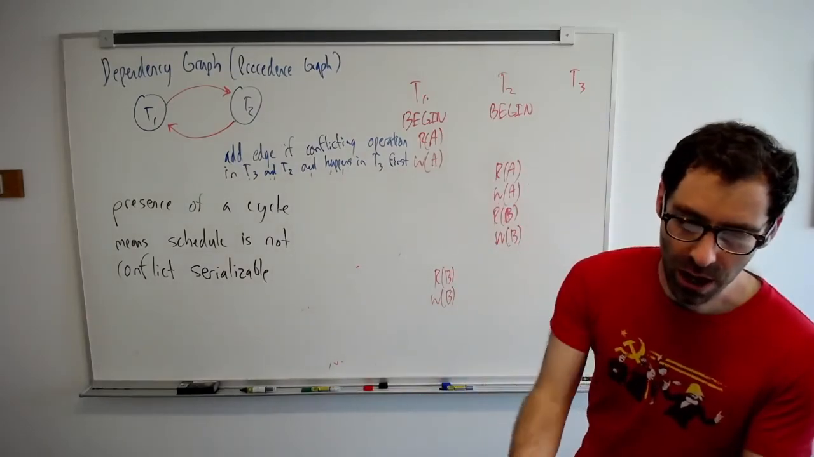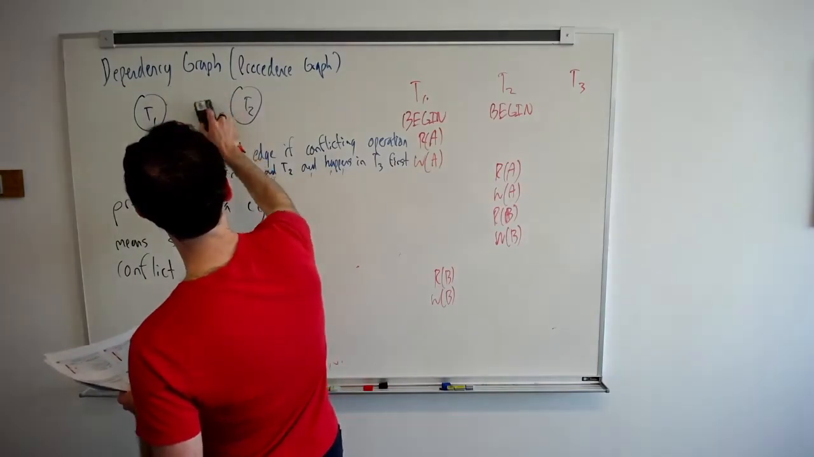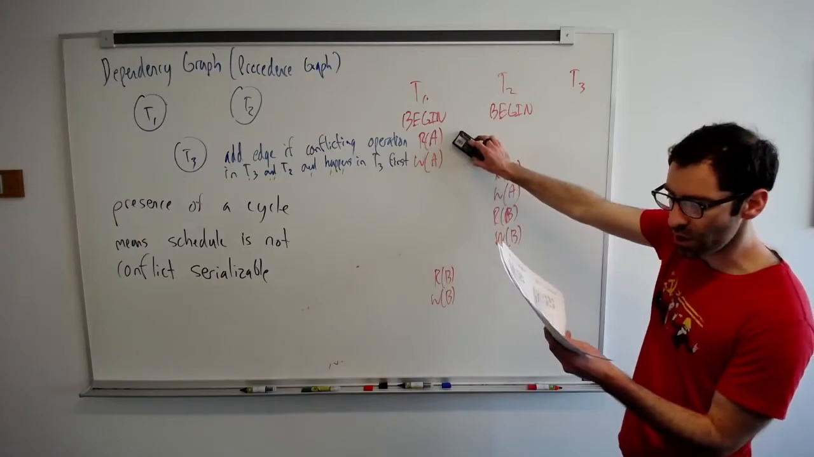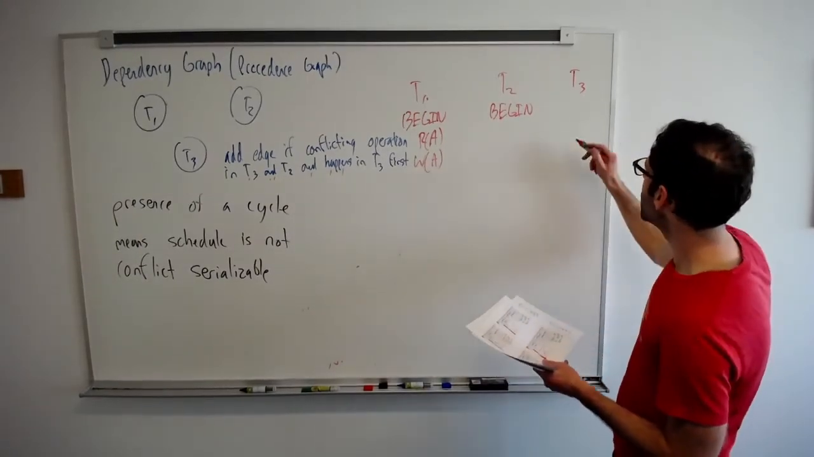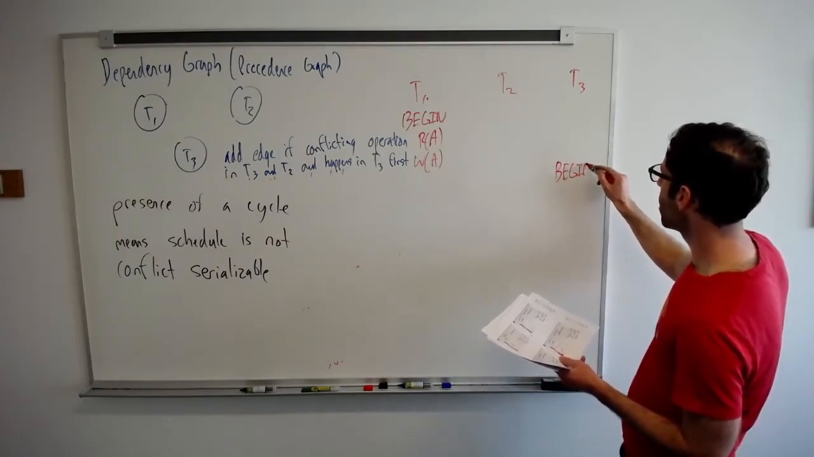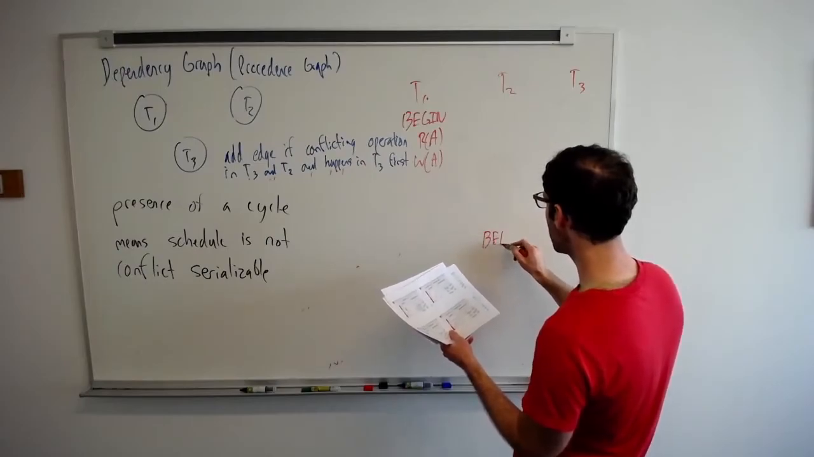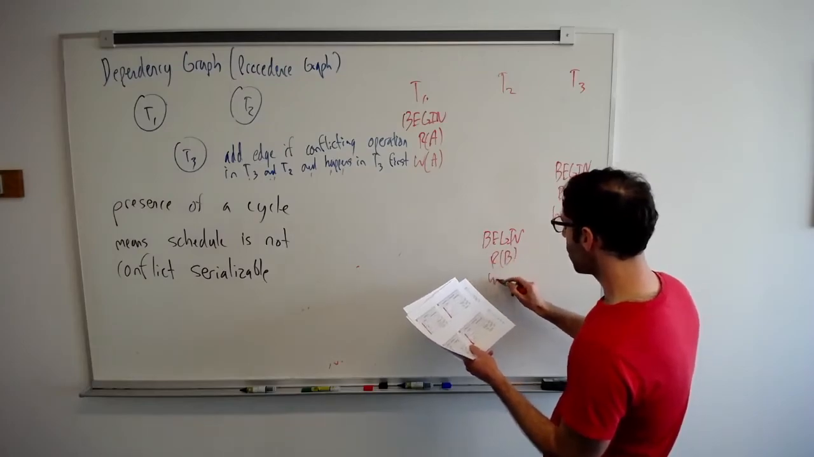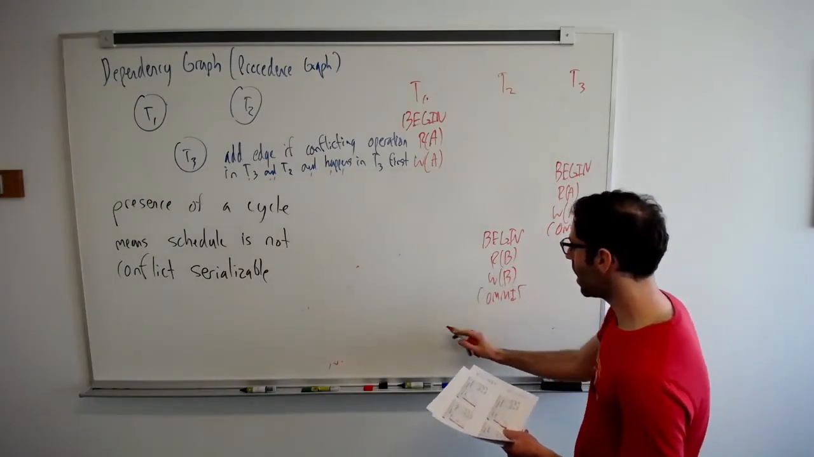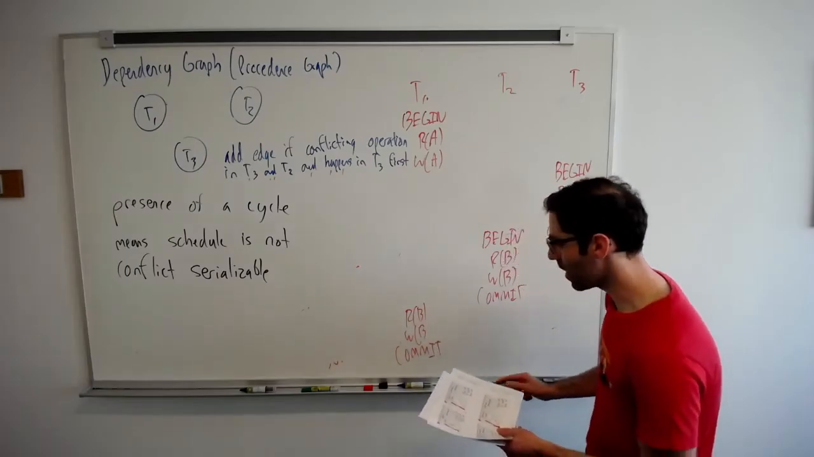To see how this would work in another example, we'll go to 3 transactions, and we'll have T1 read and write A, then we'll have T3 read and write A, then T2 read and write B, add in some commits, and then finally T1 reads and writes B, and then commits.